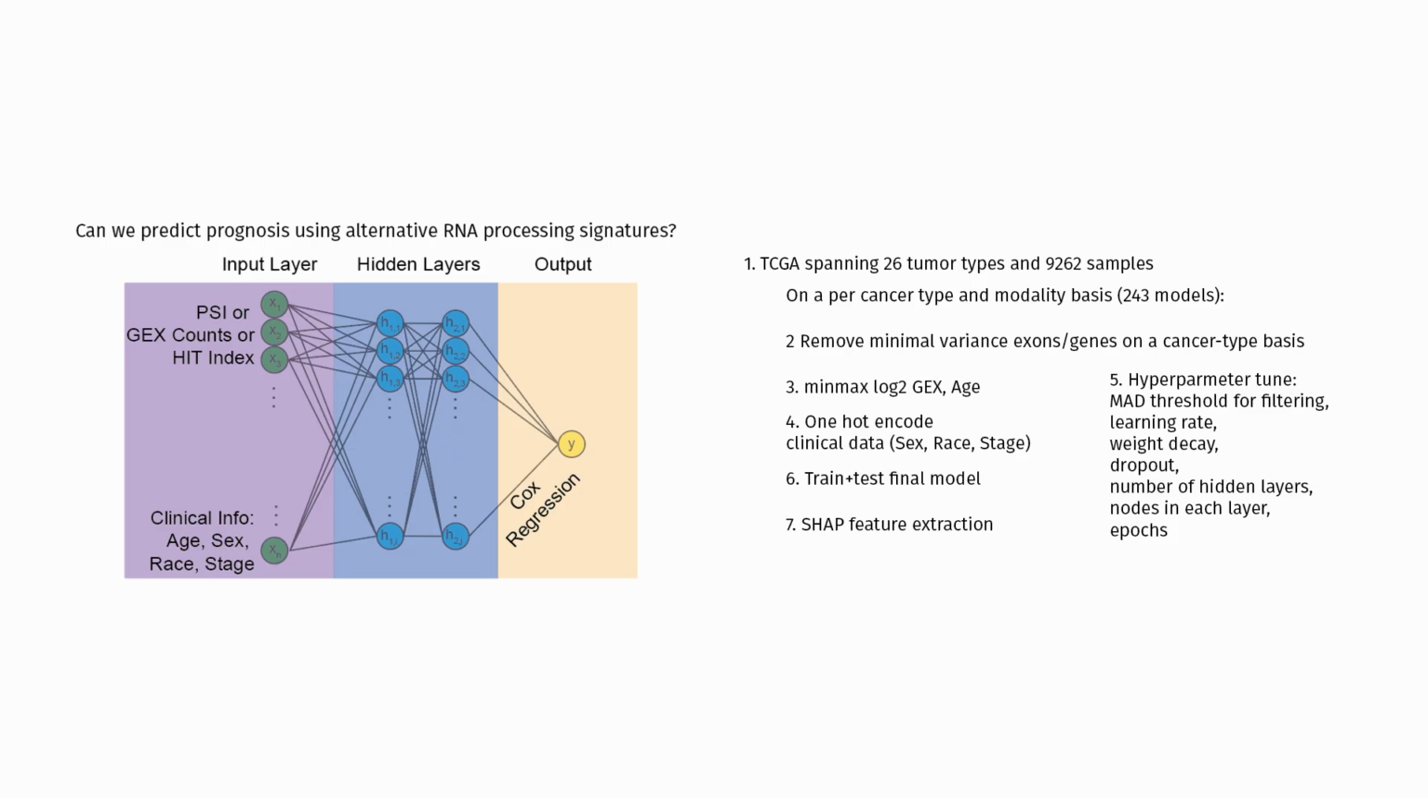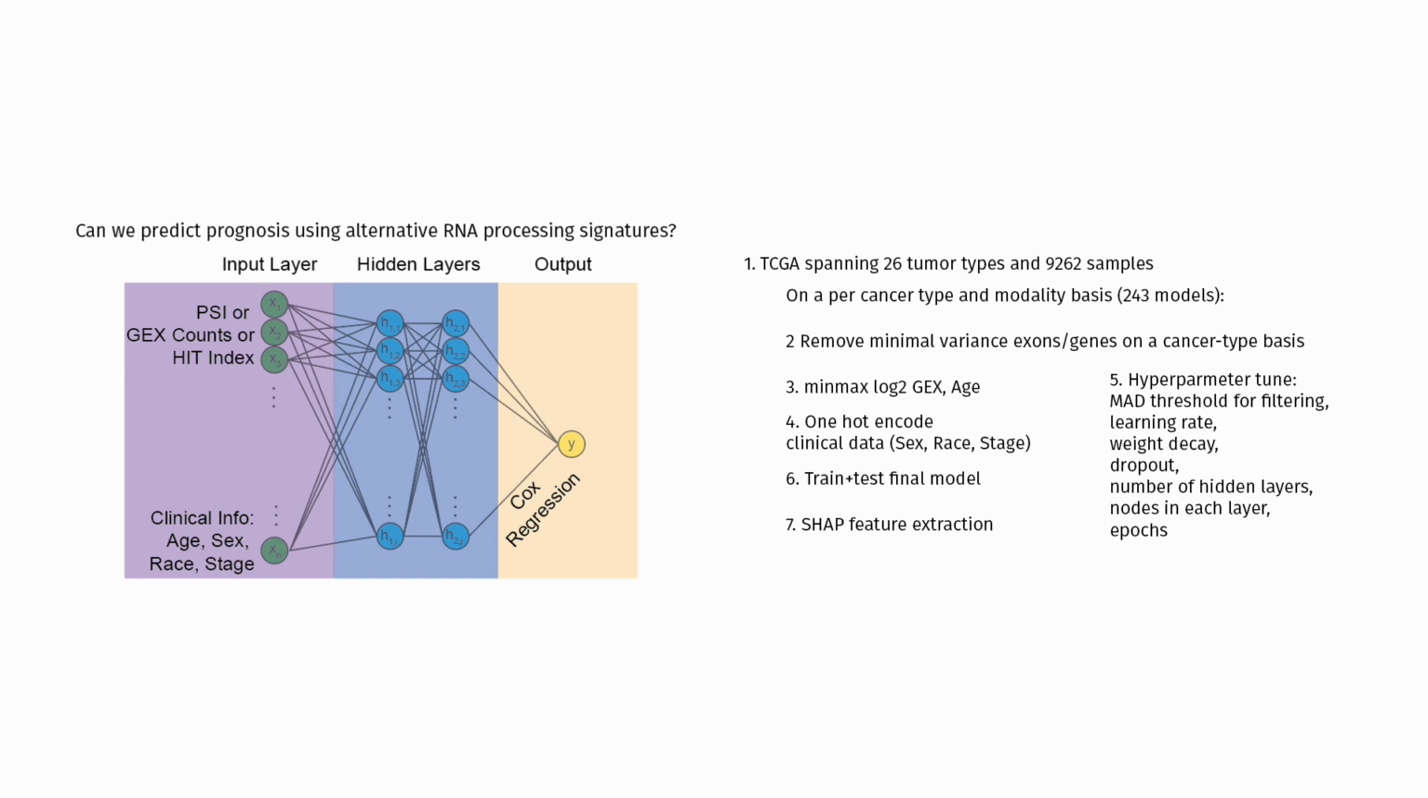And touching on some pre-processing, we remove minimal variance exons and genes. We min-max the log2 gene counts and min-max age. We one-hot encode the clinical data, and then we perform an extensive hyperparameter tuning. And after that, we train and test the final model, and we perform SHAP feature extraction.